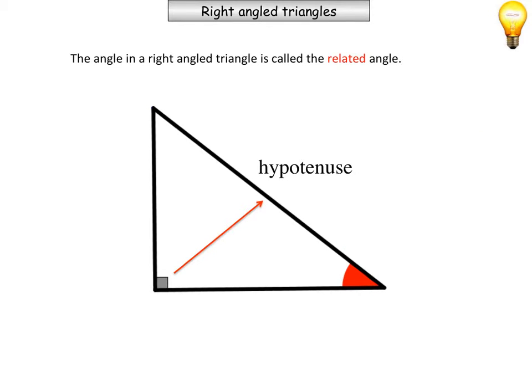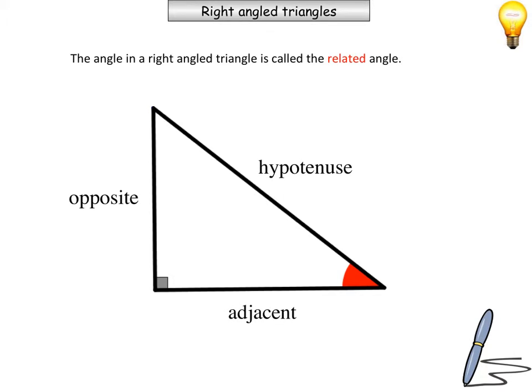So we know that the longest side in a right angled triangle is called the hypotenuse. This side over here is called the opposite side because it's opposite the related angle. And the last one is called the adjacent side, which is right next to the angle. So it's right next to the angle. This side here is also next to the angle, but we already know it's called the hypotenuse.